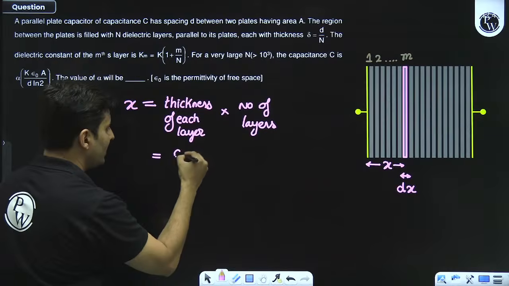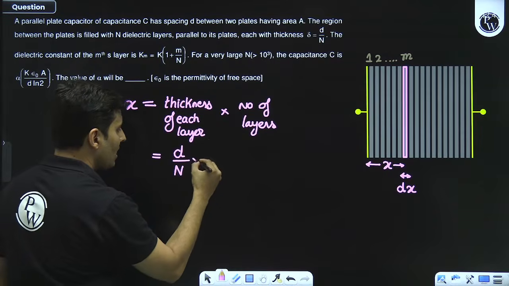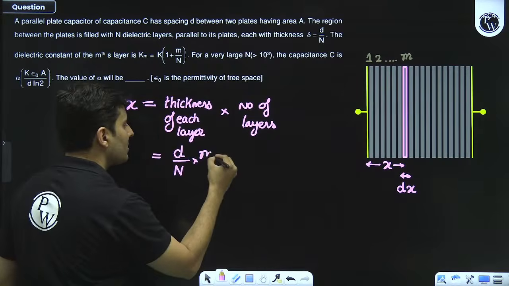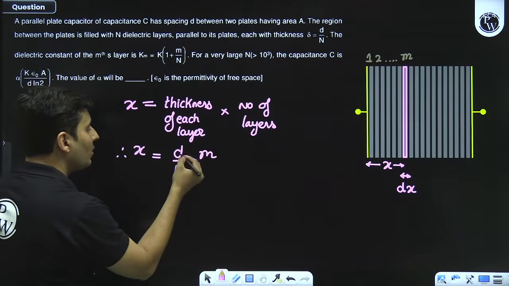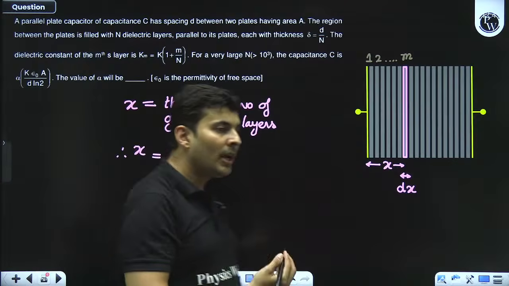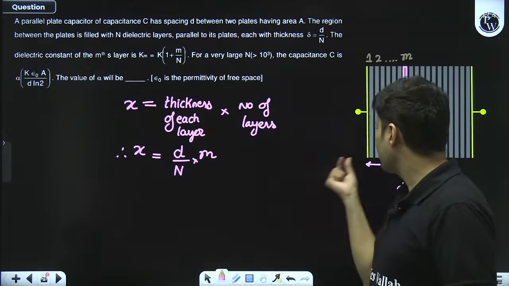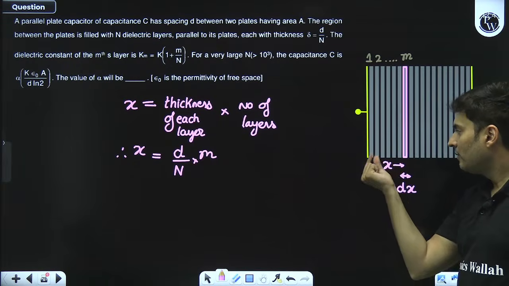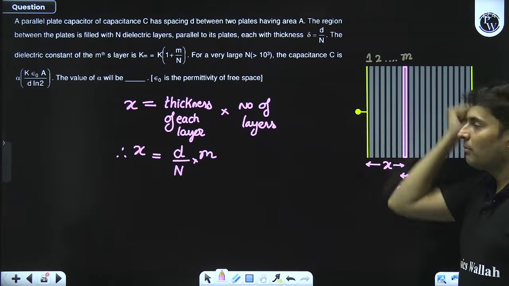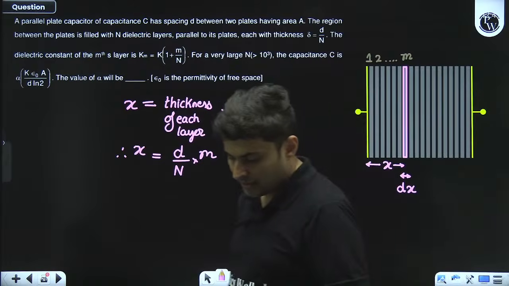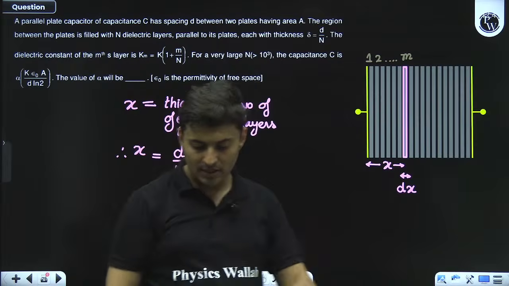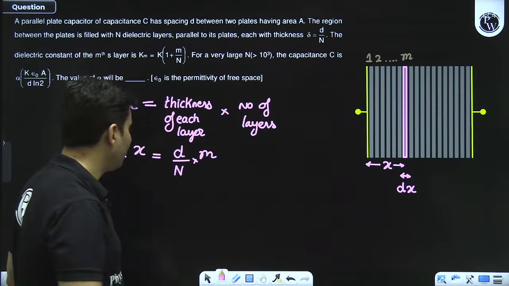We just saw it is nothing but d by n. How many layers are there? From here to here, there are m layers. So won't x be equal to d by n into m? Each layer is d by n. So the x coordinate, this total length will be d by n, m number of times. Very nice. Amazing. Till this point, everybody gets it.